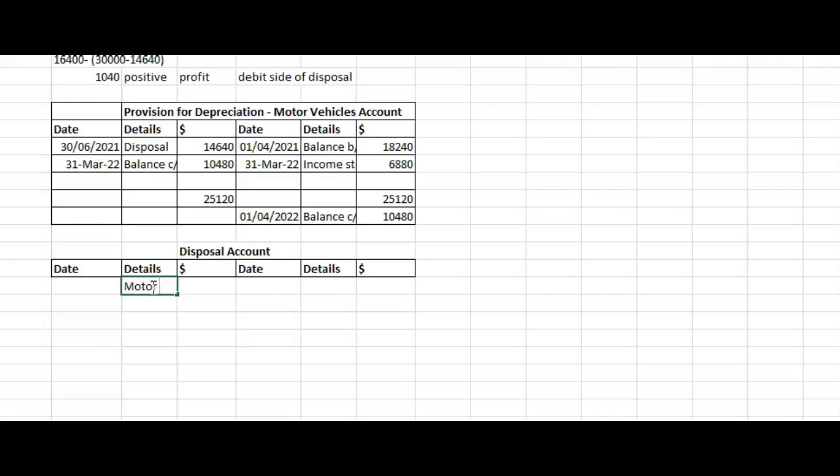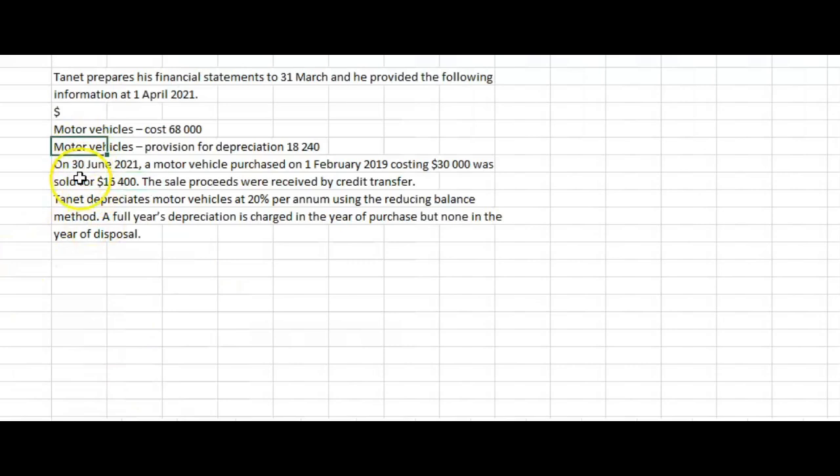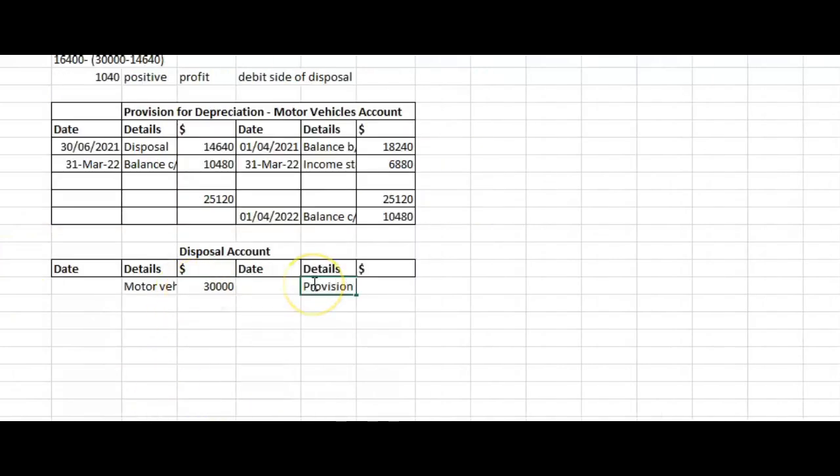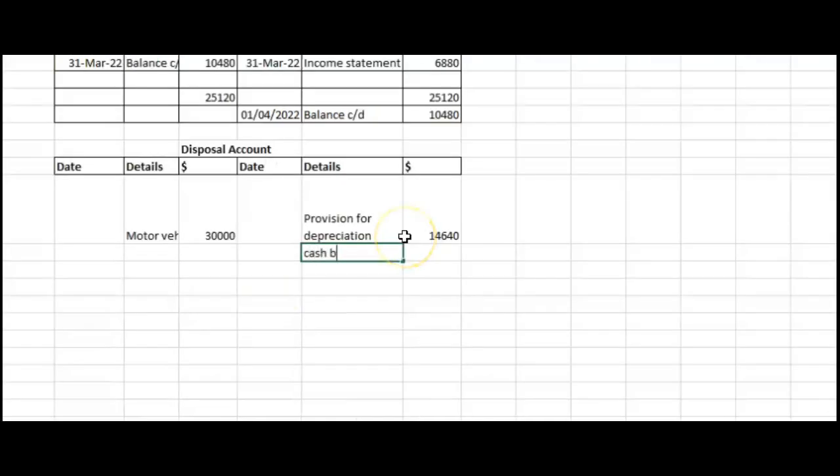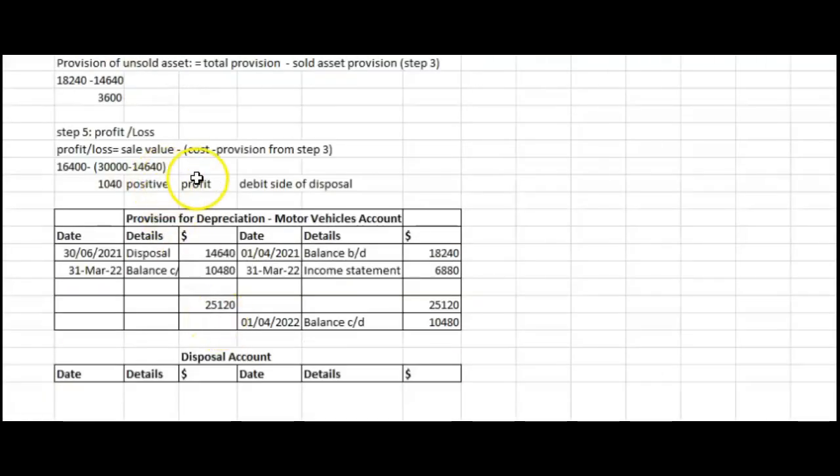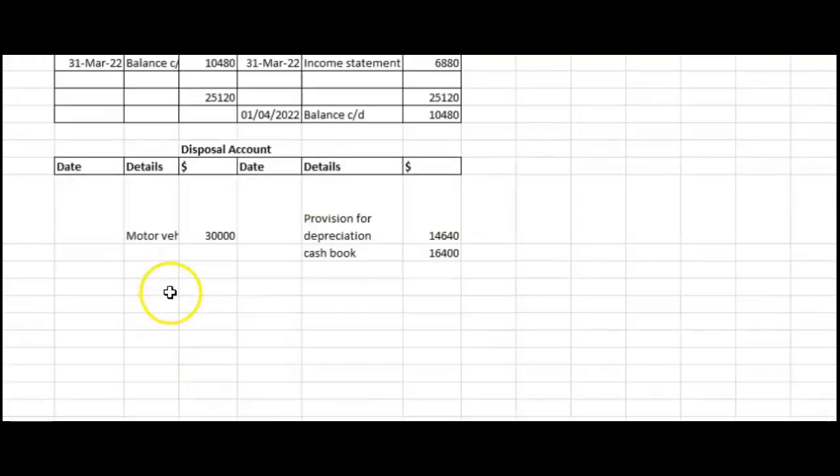You start your disposal account with the asset you're selling, which is vehicle worth 3,000, so we put that on the debit side. Then move to the credit side. Put the value from step 3 as provision. Then put the sale value as cash book below the provision. Then put the profit from step 5 as income statement on the debit side.